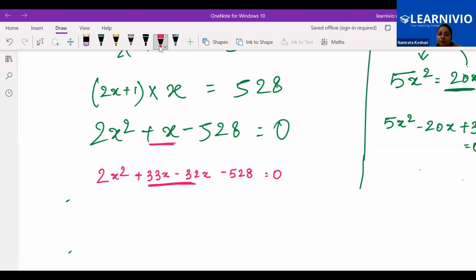From the first two terms, what can be taken out as a common factor? x. We can take out x, it will be 2x plus 33. And from the next two terms, what can be taken out as a common factor?